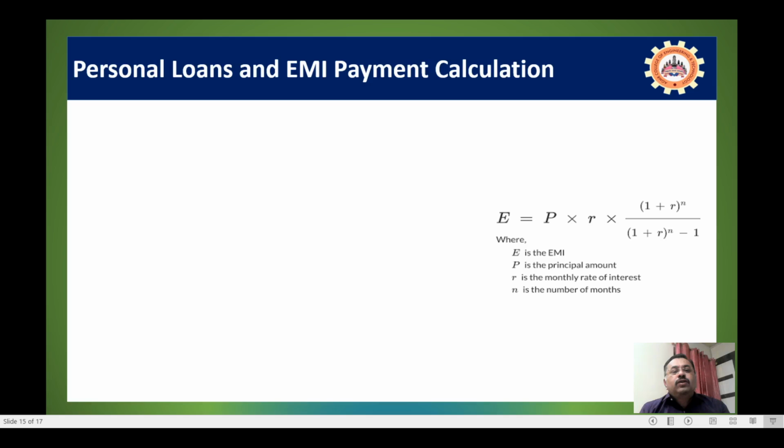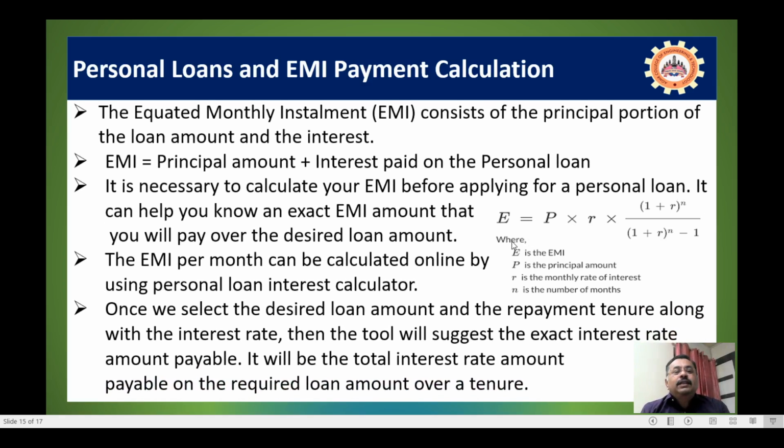Okay, so let us see personal loans and the EMI payment calculation, how the EMI will be calculated. The formula that I have given you here, we will see later on. The equated monthly installment, that is EMI, consists of a principal portion of the loan and the interest. That means the principal amount plus the interest that is earned for that particular time period will be the EMI that we will be paying, that is the equated monthly installment.